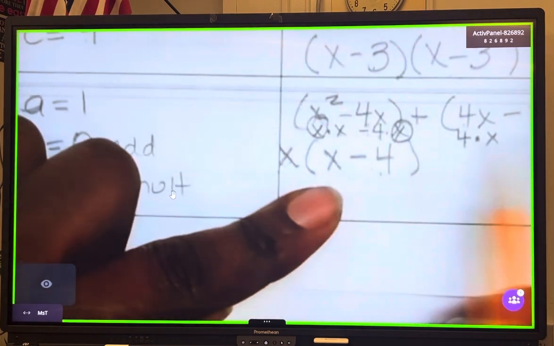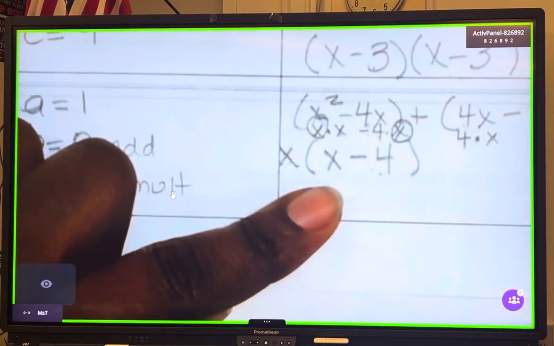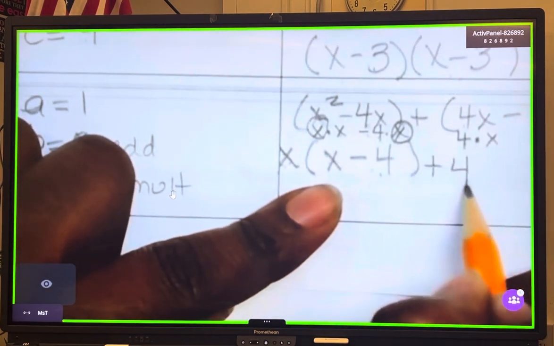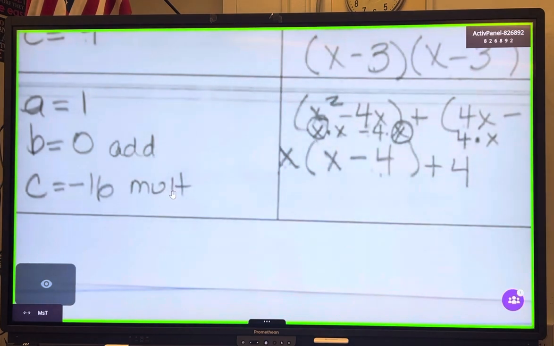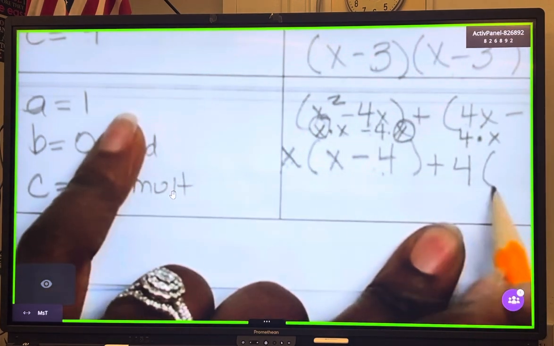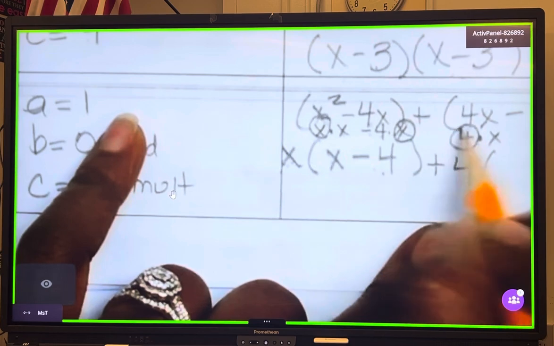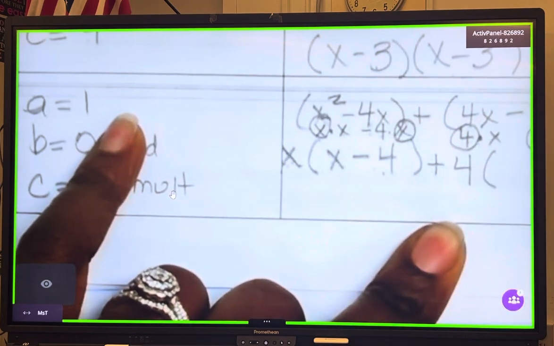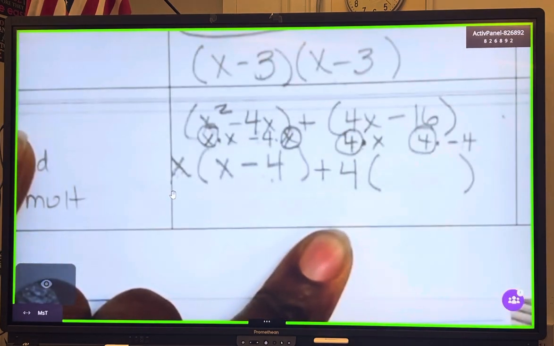What is the common factor between these two? 4. A positive 4. Why am I not pulling out a negative right now? Because the negative is now out front. Are y'all with me? Keely, you with me? Yes? So I pull out this 4, what's going to be left? If I pull out this 4 and this 4, what is going to be left?